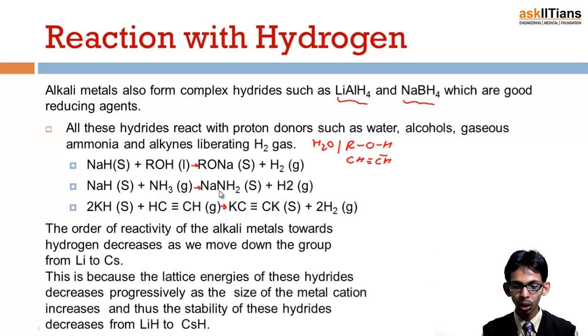Now the order of reactivity of alkali metals toward hydrogen decreases as we move down the group, as we have discussed, because the stability of hydrides decreases. And this is because the lattice energy of hydrides decreases. Lattice energy is directly related to the stability of a compound, as we have discussed that most of the alkali metal hydrides are ionic in nature, and their stability decreases down the group. That means their lattice energies decrease down the group as the size of the metal ion increases.